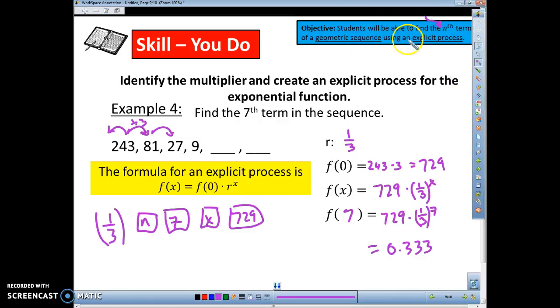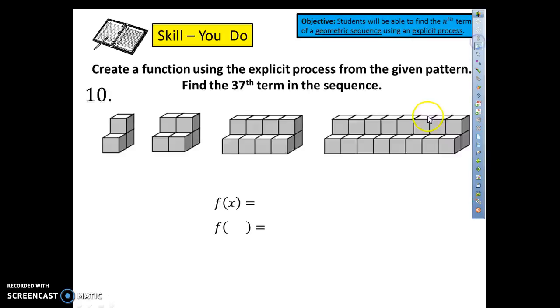Okay, our objective, we accomplished it. We found the nth term of a geometric sequence using the explicit process.